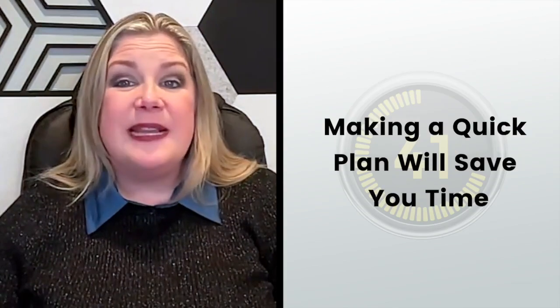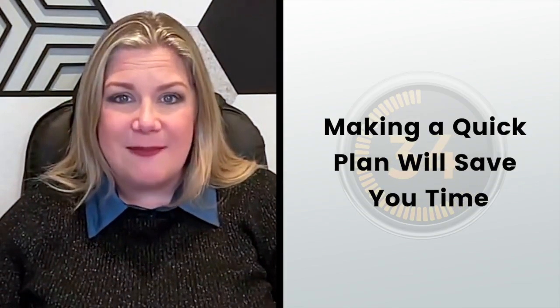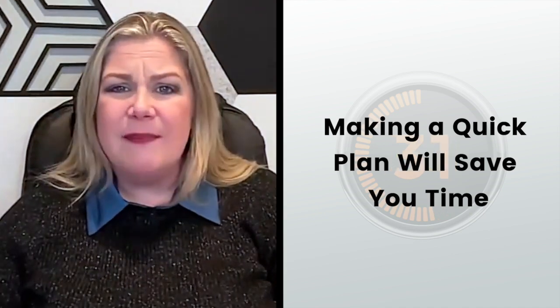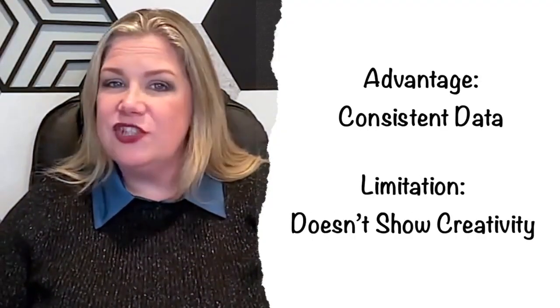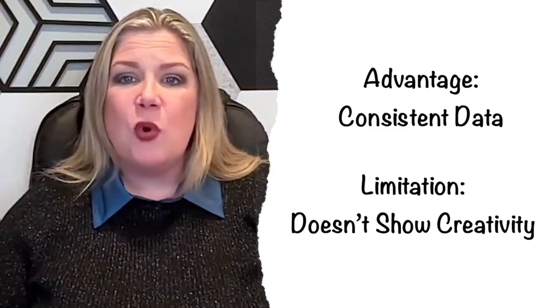A lot of people skip planning because the Praxis is timed. But here's the secret. Spending just 2 or 3 minutes on a quick outline actually saves time. Without a plan, you risk rambling or getting stuck. Your plan can be simple. Just jot a few bullet points on scratch paper. For example, advantage, consistent data, and limitation, doesn't show creativity. That quick roadmap keeps your answer focused and organized. And when the clock is ticking, that kind of clarity is golden.